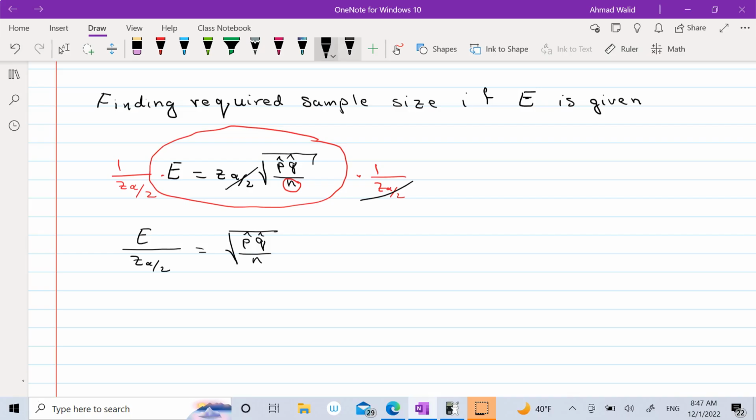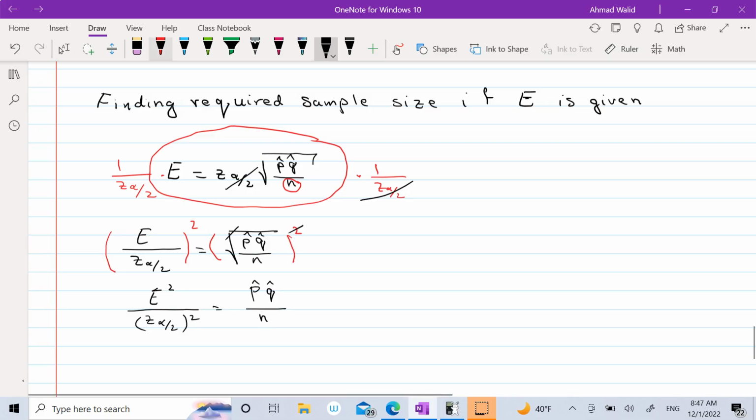Now, next step to solve for N, I will square both sides. Why am I squaring both sides? Because I want to remove the square root sign from that side, correct? If I do this, you will see the square cancels out with the square root and you end up with E squared over Z alpha over 2 squared equals P hat Q hat over N, correct?